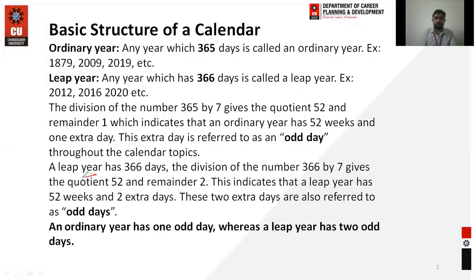But in the case of a leap year, there are 366 days. As such, when I divide 366 by 7, I get a quotient of 52 and a remainder of 2. As such, a leap year has 52 weeks and 2 extra days. So these 2 extra days are called odd days. So from here I can conclude that a leap year has 2 odd days and a non-leap year has 1 odd day.